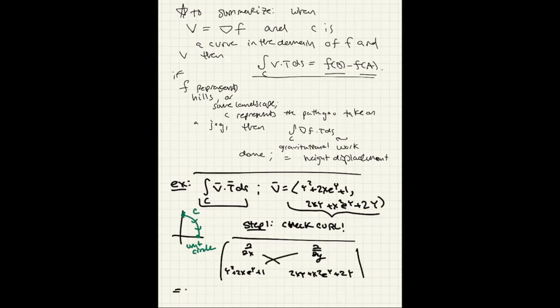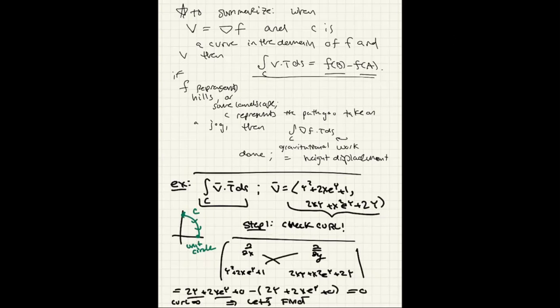This gives me 2y plus 2x e to the y, plus 0, then minus 2y plus 2x e to the y plus 0. Okay, and then check all those things cancel out. So that's 0. Nice. Then we have the possibility of actually finding a potential function. So curl equals 0.